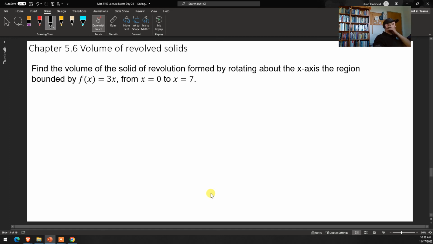Let's try another example, this time with a function which is not constant. Let's first try to draw a sketch of what our object will look like. Here we have the function f of x is equal to 3x, which is the straight line. And we go from 0 to 7. Now what will this look like when we revolve it around the x-axis?